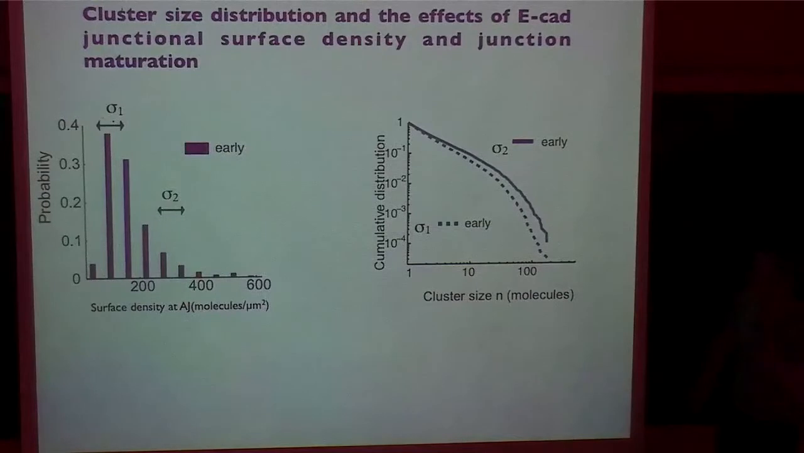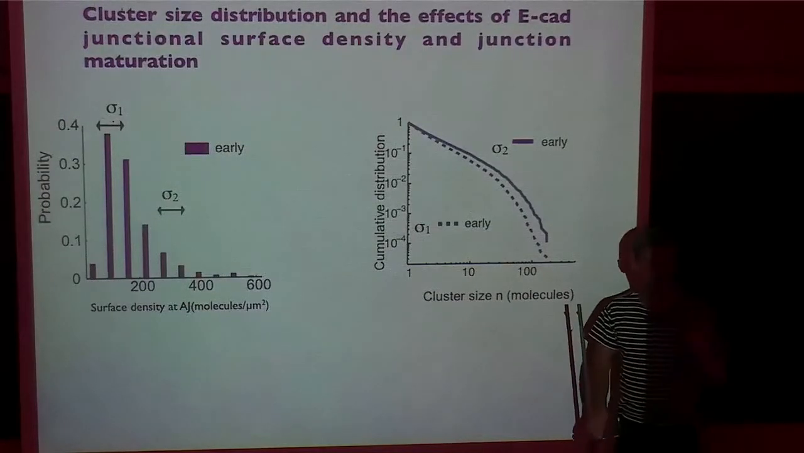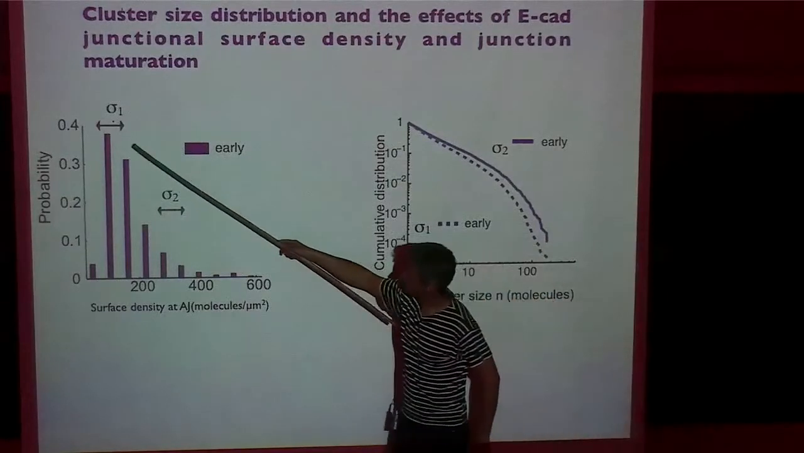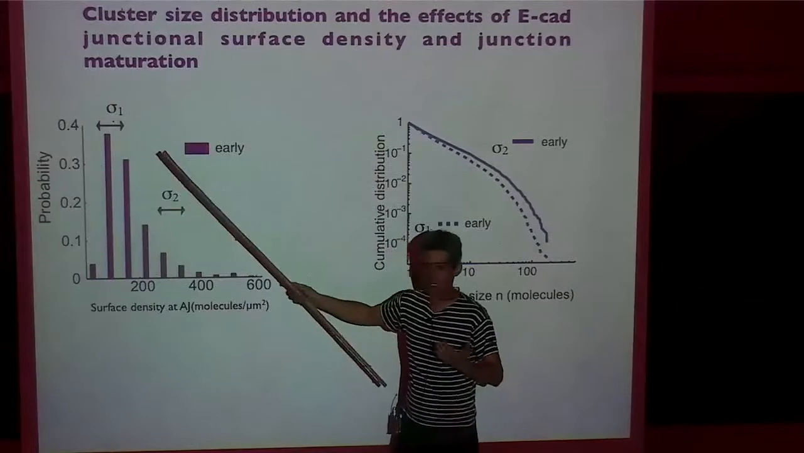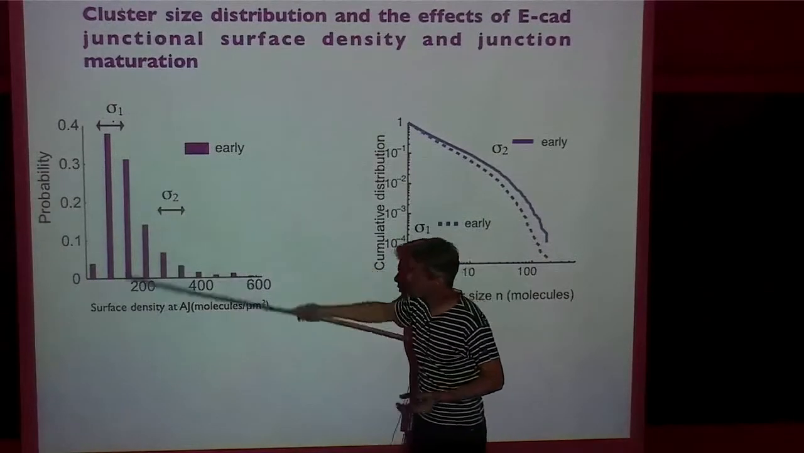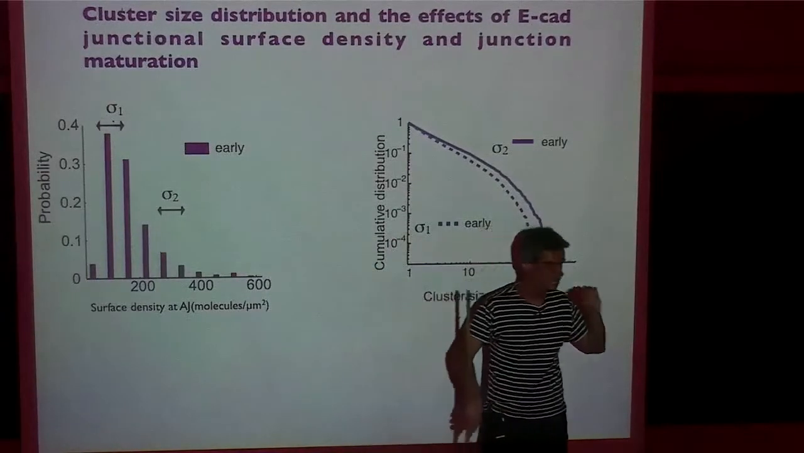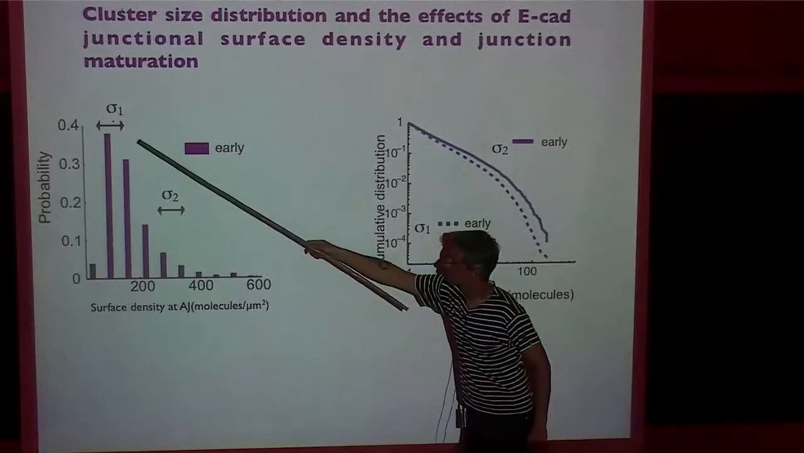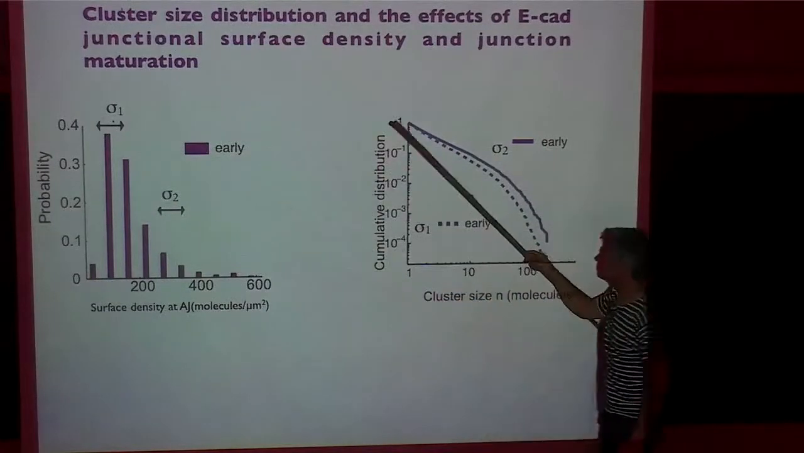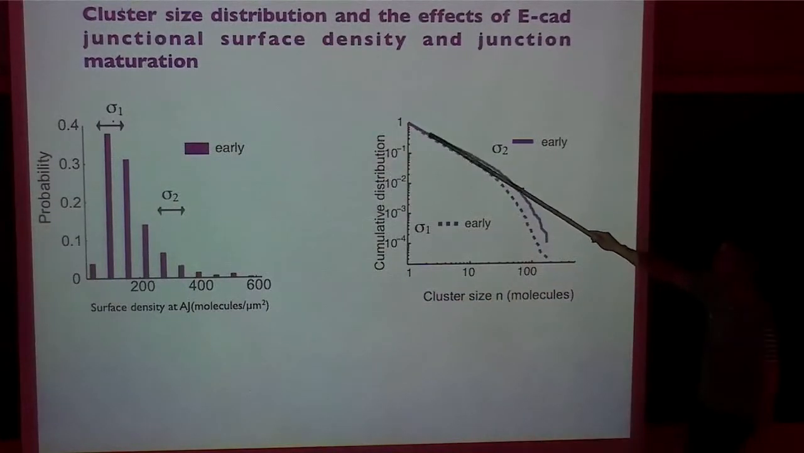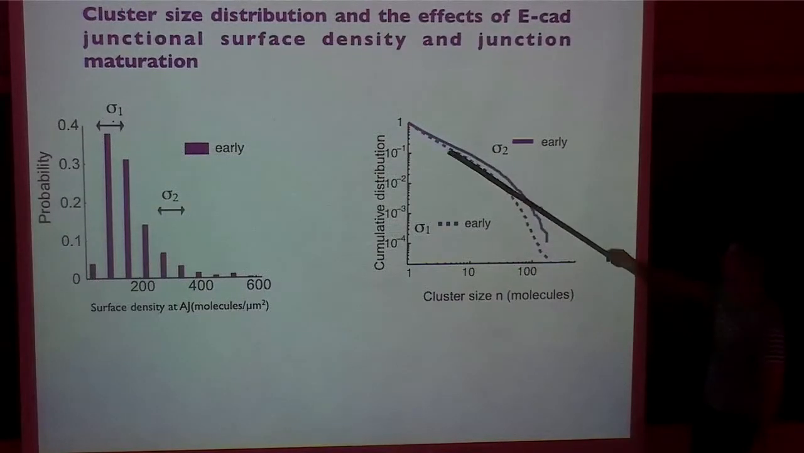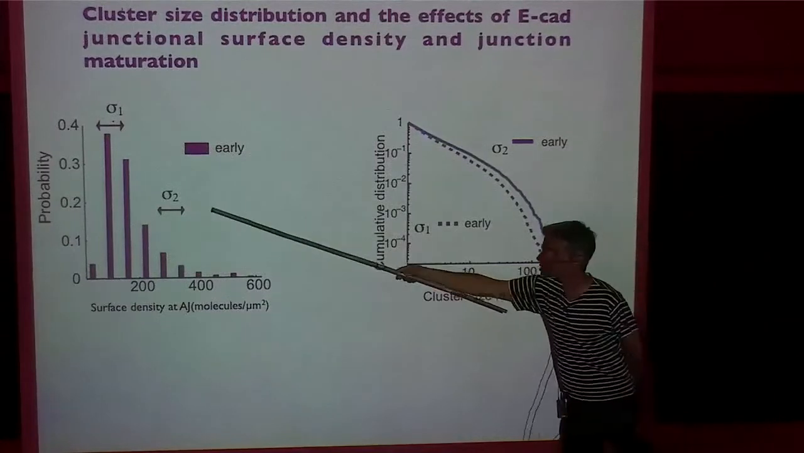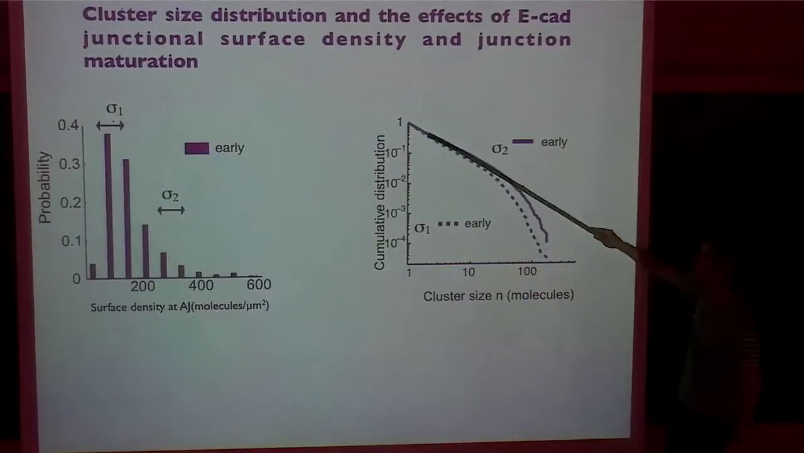But if you compare now, and this is the strength of PALM, not only to get nice images, but really to count molecules. The good thing is that because you can count molecules, you can compare distribution of cluster size for a given surface density of molecule, for the same number of E-cadherin molecules at junctions. So if you look in early embryos, you do see that the distribution of cluster size changes. There are more clusters when the surface density of E-cadherin is larger, so you change the slope.